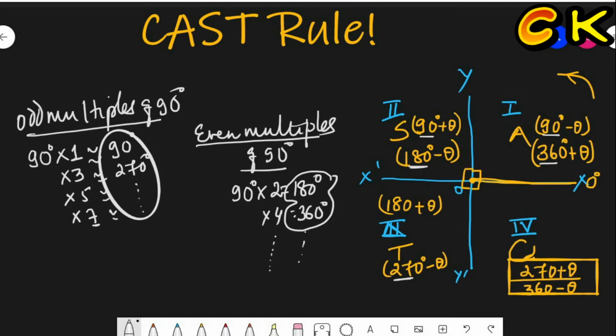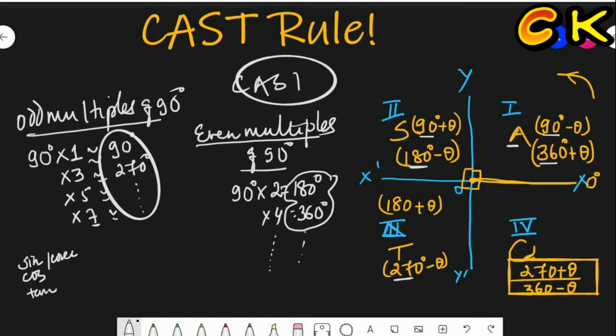Now let's learn the meaning of the symbols in CAST. A stands for all positive. So anything that lies in the first quadrant, everything will be positive. Here everything means the trigonometric ratios. Can you say how many trigonometric ratios there are? There are 6 trigonometric ratios: sine, cos, tan; the reciprocal of sine is cosec, the reciprocal of cos is sec, and the reciprocal of tan is cot. So for any trigonometric ratio, if the angle lies in the first quadrant, everything is positive.